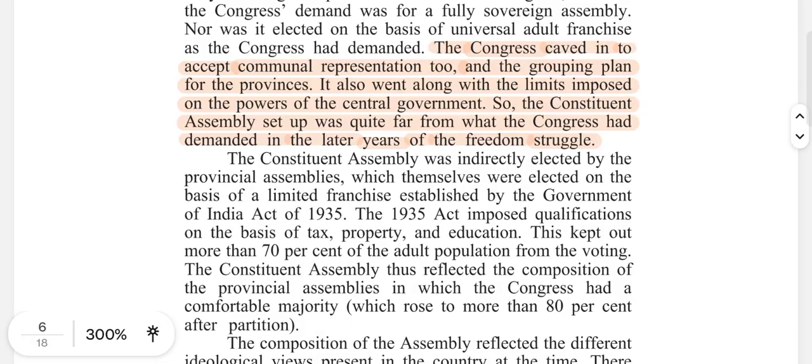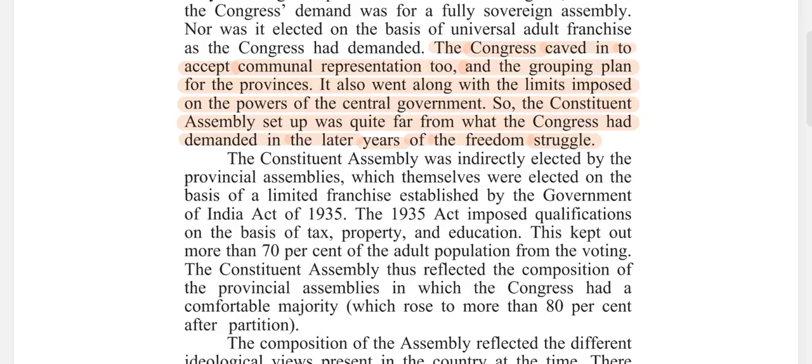So, the Constituent Assembly setup was quite far from what the Congress had demanded in the later years of the freedom struggle. The Constituent Assembly was indirectly elected by the provincial assemblies, which themselves were elected on the basis of a limited franchise established by the Government of India Act of 1935. The 1935 Act imposed qualifications on the basis of tax, property, and education. This kept out more than 70% of the adult population from voting.